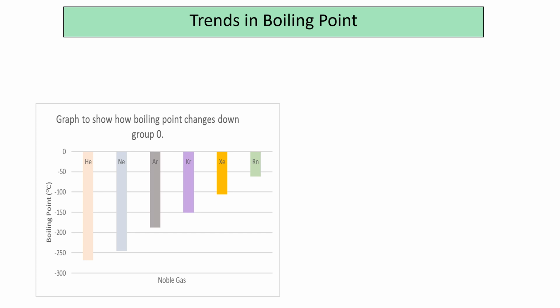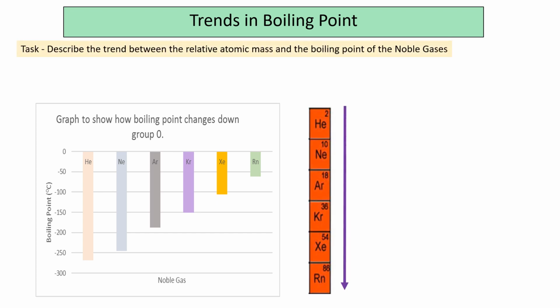Here is a graph to show how boiling point changes down group 0, the noble gases. Your task is to describe the trend between the relative atomic mass and the boiling point of the noble gases. Remember, describing is just saying what the graph shows. You don't need to give any explanation or reason for your answer. Pause the video now and have a go.